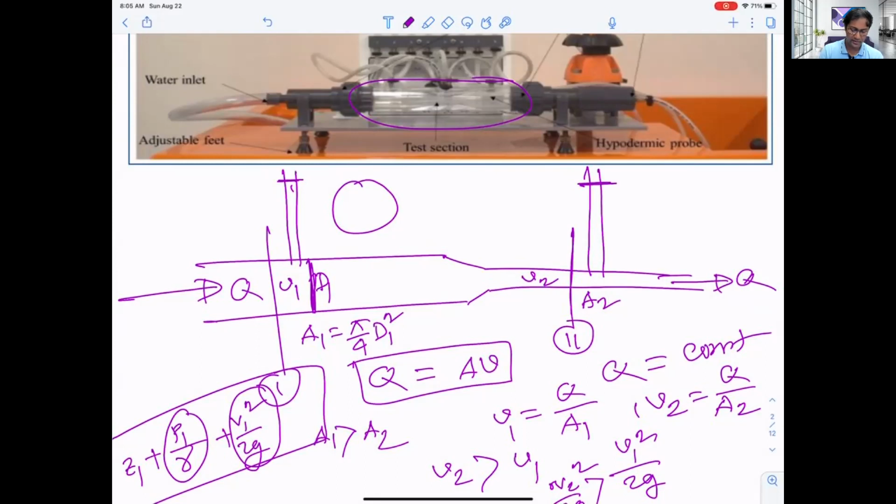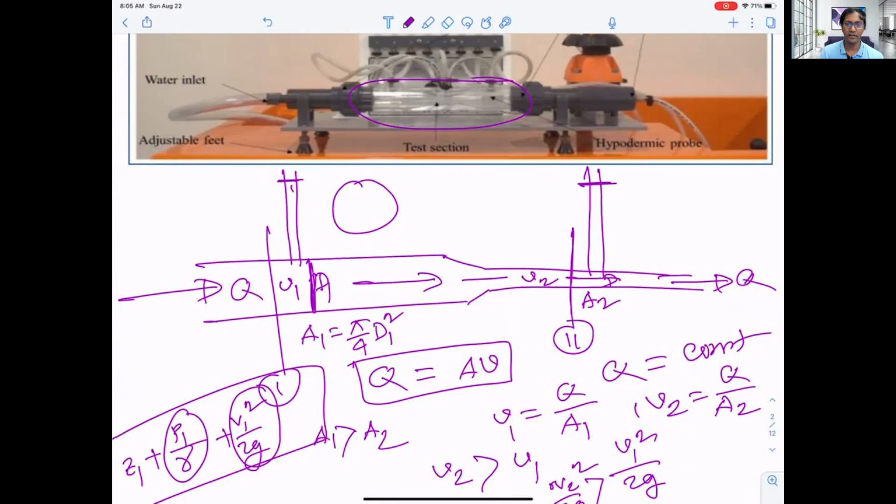So what is happening when water is flowing from a larger section to a smaller section? Then we have higher pressure head. The pressure head will be converted to velocity head because we'll have higher velocity here. If the section is narrow and we have the same flow rate, the water has to flow faster.